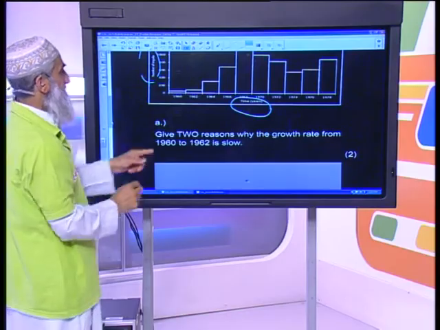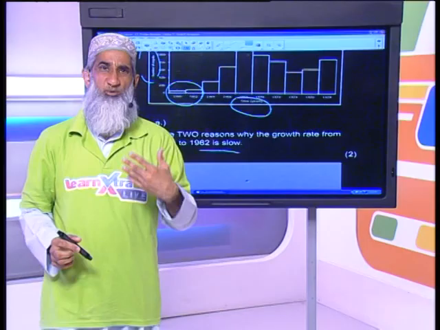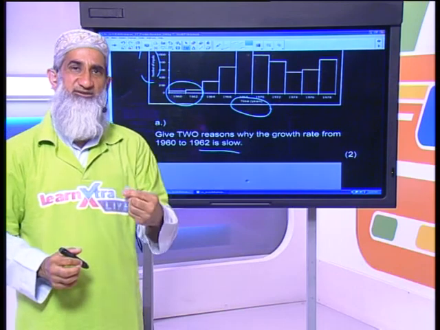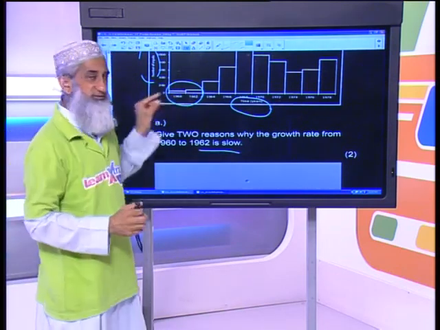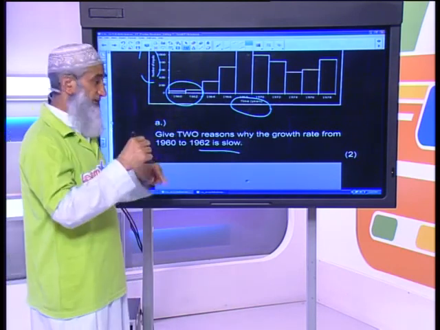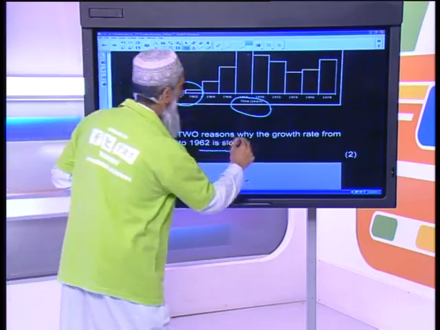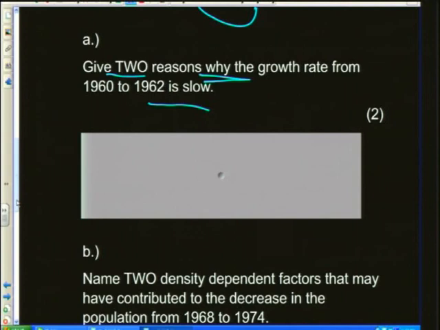They say give 2 reasons why the growth rate from 1960 to 1962 is slow. Why in this area here is it slow? What are we asking you to do here? We are asking you to analyze the information first of all. What's happening here? The growth is slow. At the same time, we need to interpret this information and explain why. Give 2 reasons why it is slow. So they're telling you it is slow, but you need to tell them why you think it is slow.